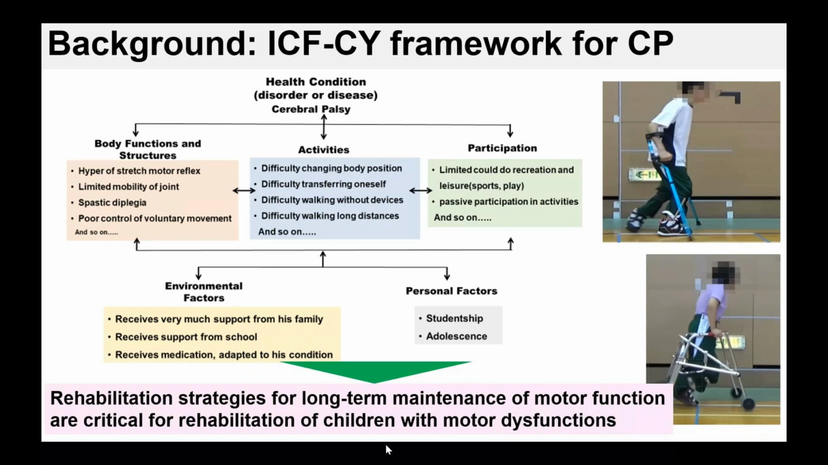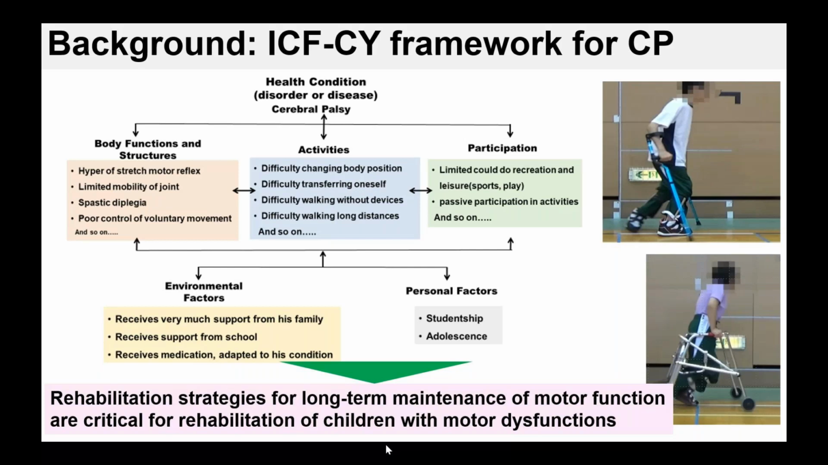Cerebral palsy, a typical childhood-onset disease, causes physical symptoms such as spasticity, muscle weakness, and a lack of selective motor control. The ICF-CY model for CP is shown in the figure. Of CP patients who were ambulatory in childhood, more than 25% showed a decline in walking ability in early adulthood due to joint pain and gait failure. Therefore, rehabilitation strategies for long-term maintenance of motor function are critical for rehabilitation of pediatric patients.